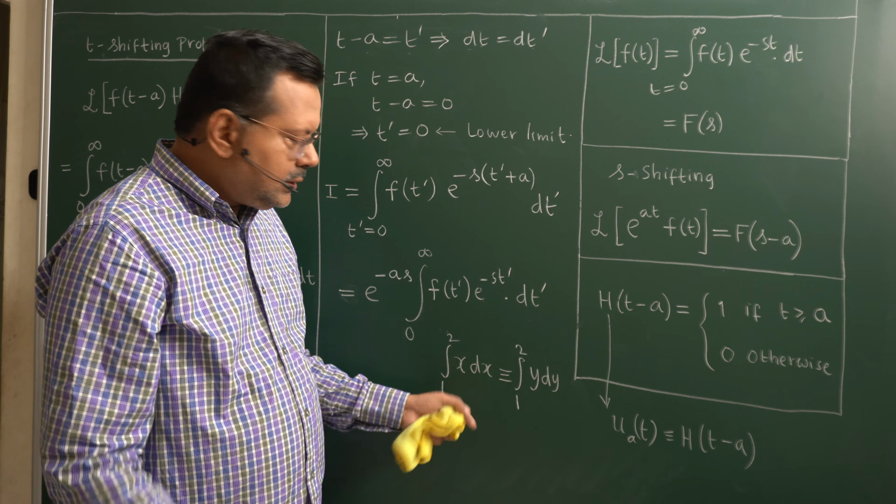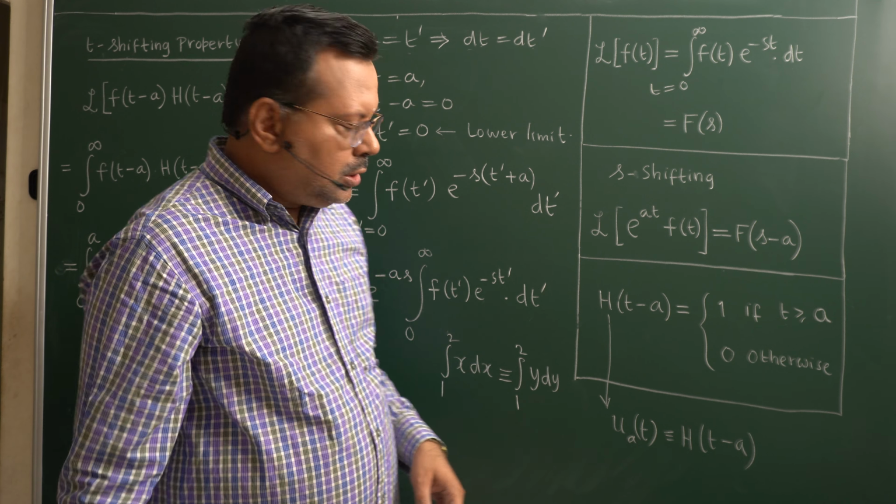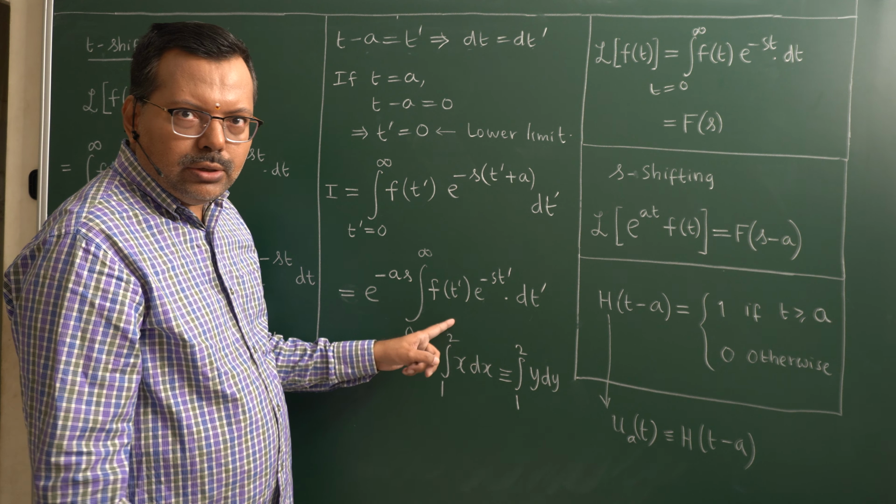Therefore, when I am writing f of t e to the minus st dt, it doesn't matter whether you write prime, prime, prime. All the t can be replaced by t prime. Still, it is identically the same Laplace transformation without any change. So that is the point that you have to understand.